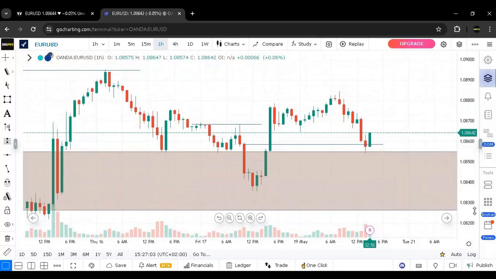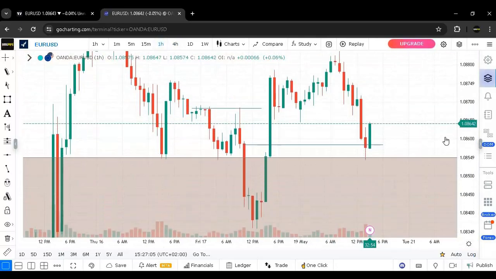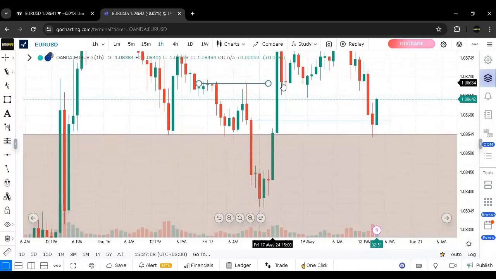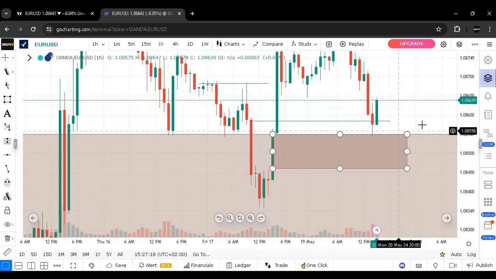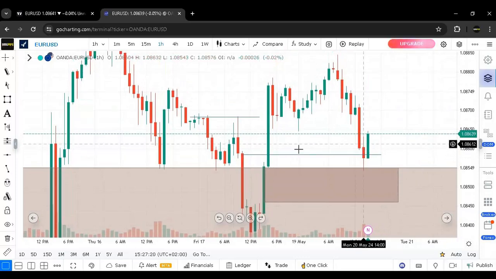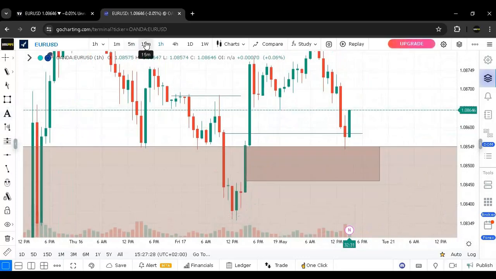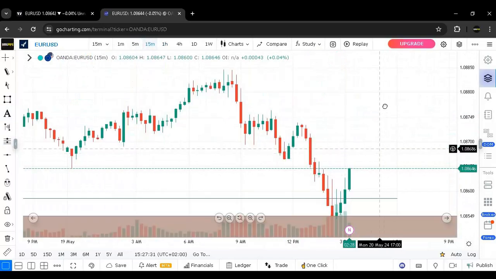Go down on the 1 hour. On the 1 hour, you can see price broke structure right here with this candle, and after it broke structure, we have this fair value gap. The fair value gap got filled here, and price has reacted going to the upside, which tells me we are ready to buy, right? So we go to the 15.